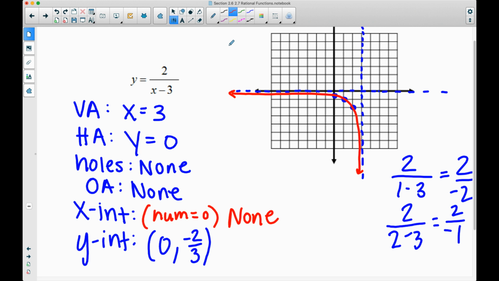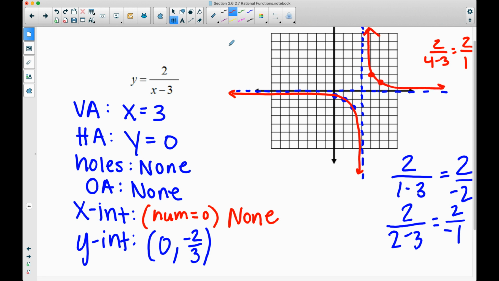So in other words, I need to know what happens on this side over here. I'm probably going to pick 4 to plug in. If I pick 4, I get 2 over 4 minus 3, which is 2 over 1. So at 4, I'm at 2. If I wanted to plug in 5, I could. 5 minus 3 is 2, and 2 over 2 is 1. So again, I see that my graph's going to be up here.